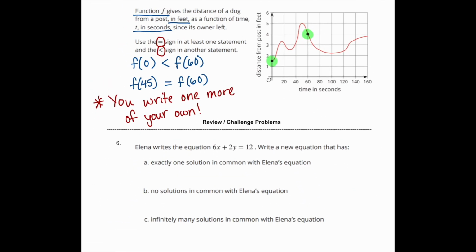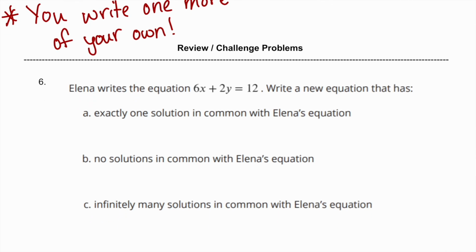So let's look at our challenge problem. We have 6x plus 2y equals 12. We want to write a new equation that has these different choices. So exactly one solution would mean, well, actually, this just means another line that would intersect with it. As long as we make sure it's not a parallel line, we will be absolutely fine. So I can say, even just changing one number. I'm not going to give you exact values for these either, sorry.